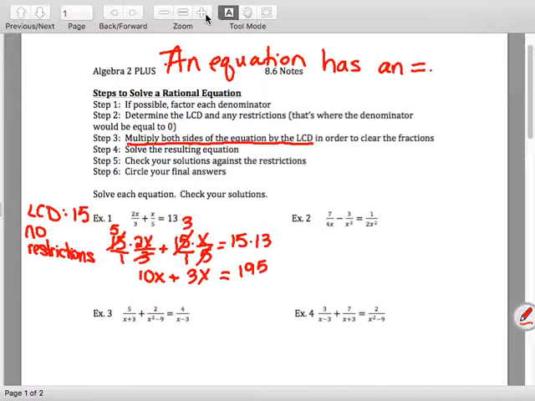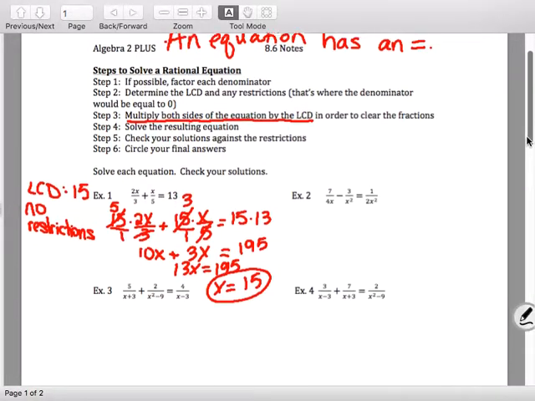Step 4, solve the resulting equation. This is an Algebra 1 level equation. It's an equation with one variable. So I get 13x equals 195. Divide by 13, and you get 15. Step 5, check your solutions against the restrictions. There are no restrictions, so then I'm going to circle this as my final answer.